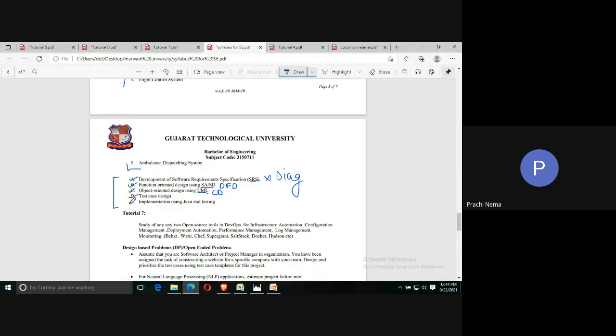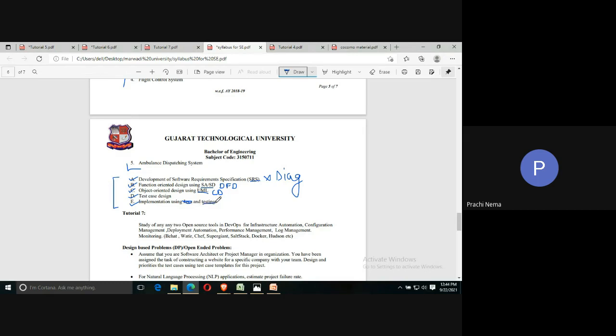Now, in point number 5, you have to do implementation. For the implementation, you can implement just a module, because it might be the case that implementing the whole project would be a little difficult. So just implement one of the modules of your project. Now this language is not compulsorily Java. You can implement in Python, C++, .NET, any language which you are comfortable with.